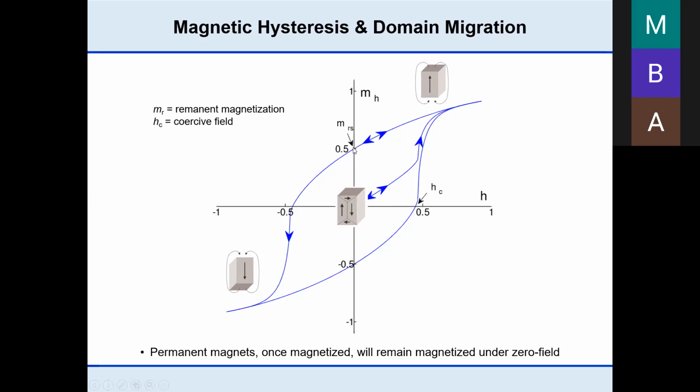In order to do this, we actually have to apply a field in the opposite direction to get those domains back into the zero field configuration. And this field value that we need to apply is what's known as the coercive field, whereas the magnetization that remains on the sample at zero field is what's known as the remnant magnetization. And we can cycle from here indefinitely.